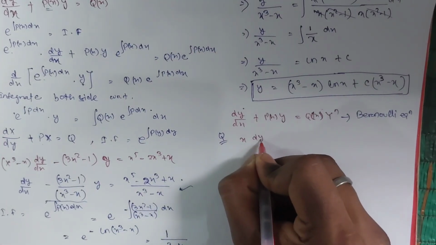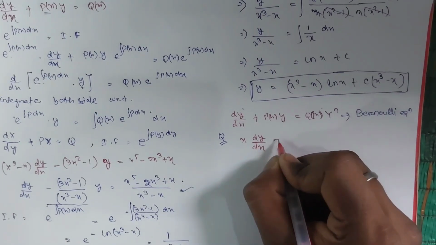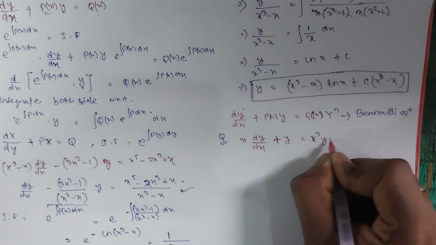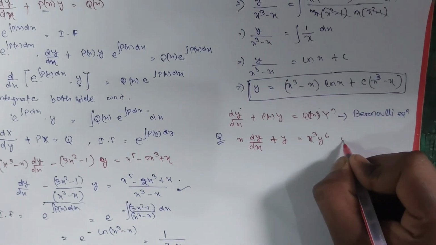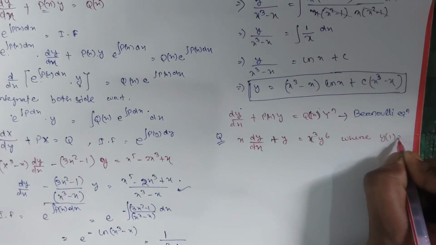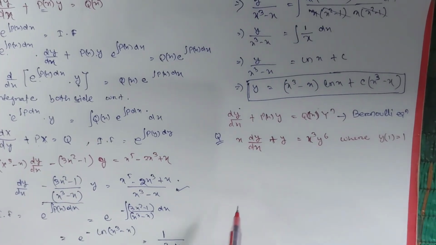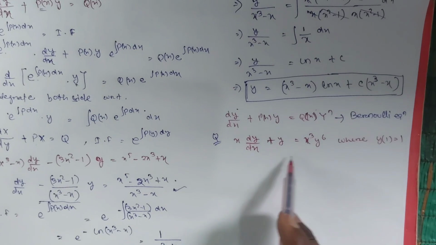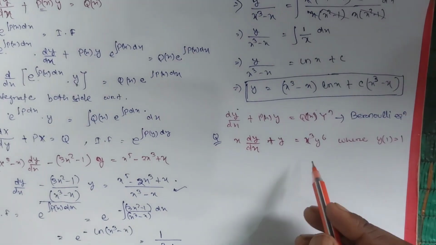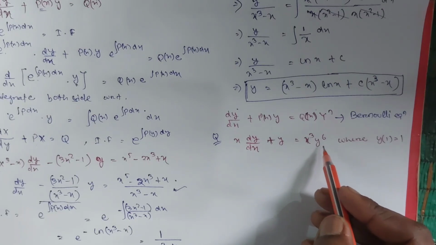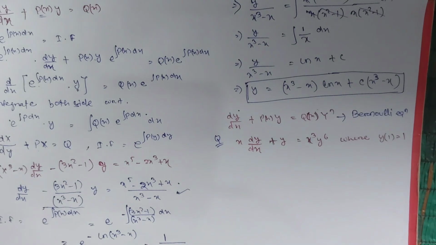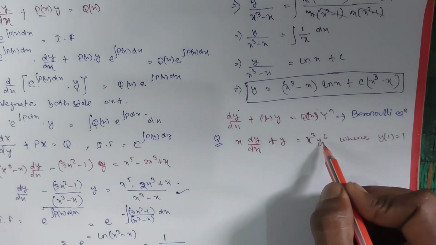The example is x dy/dx plus y equals x cube y to the power 6, where y(1) equals 1. Some initial condition is given, and the differential equation is given. So we have to solve this differential equation. Sorry, it is not linear. So we first have to convert it into linear form, as there is a y to the power 6.